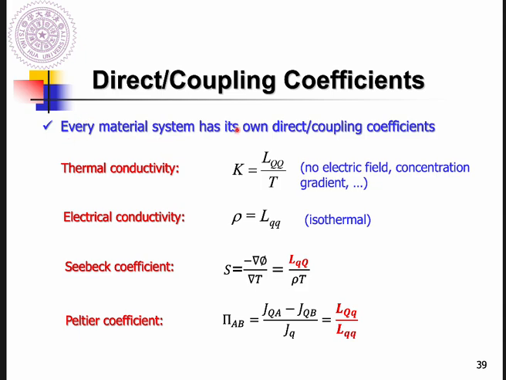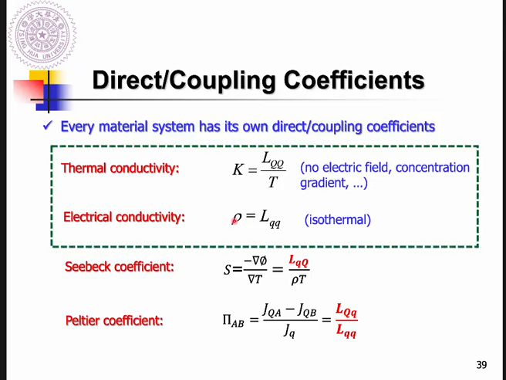Every material has its own direct and coupling coefficient. Therefore, in the prior class, we introduced the two direct coefficients, which are L capital Q and L small q. This one is related to thermal conductivity and equals kappa T. And L small q is directly equal to electrical conductivity.